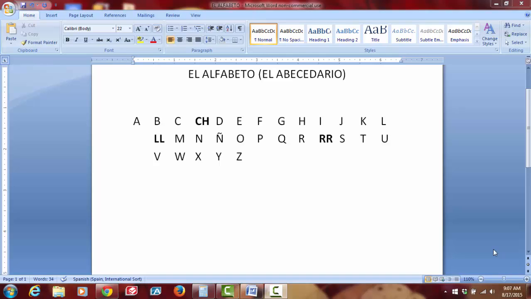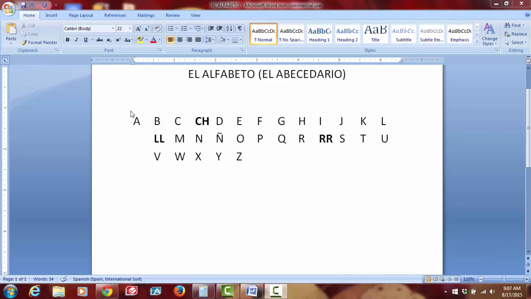Hola! In the previous lesson, you learned the letters of the alphabet and how to spell your name and other words in Spanish. The objective of this lesson is that you will be able to recognize and create the sounds for each letter of the Spanish alphabet.